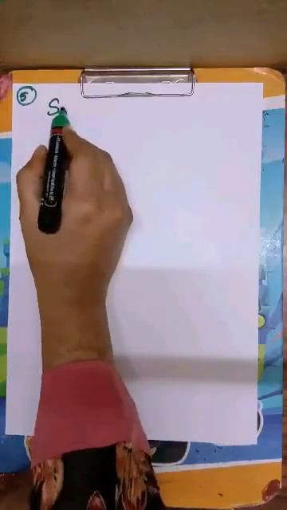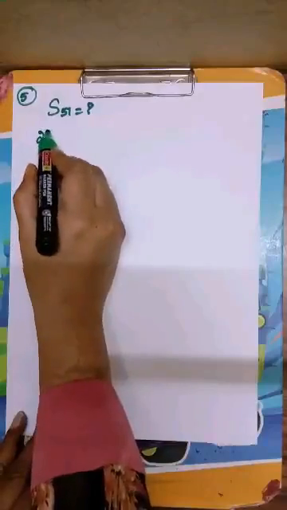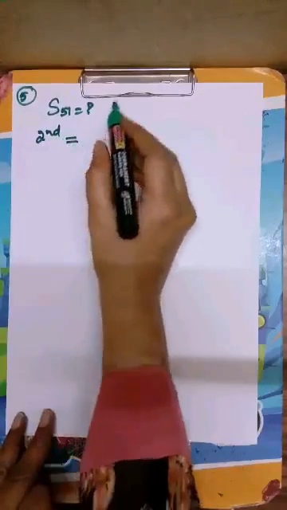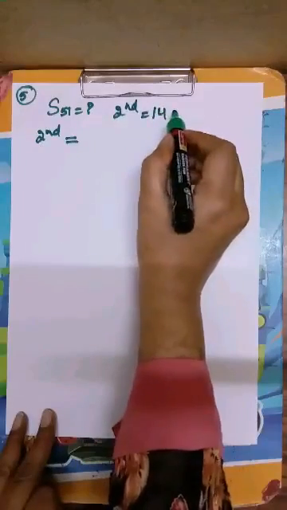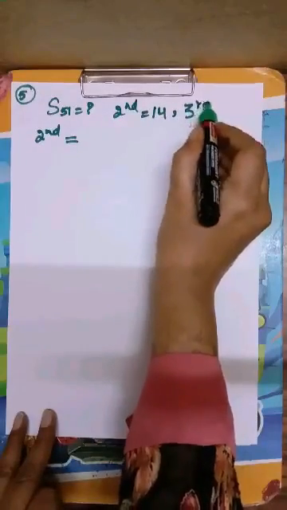Next, fifth question. Find the sum of first 51 terms. What do we have to find? S51 we have to find. What is given now? An AP whose second term and third term are 14 and 18. Whose second term is 14 and third term is 18.